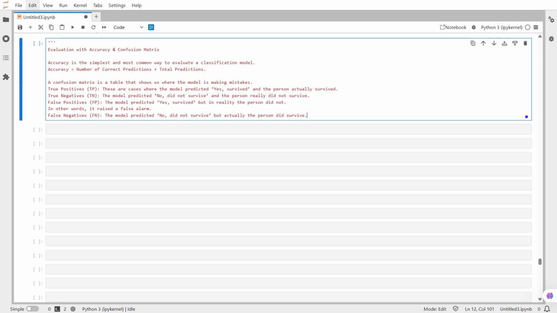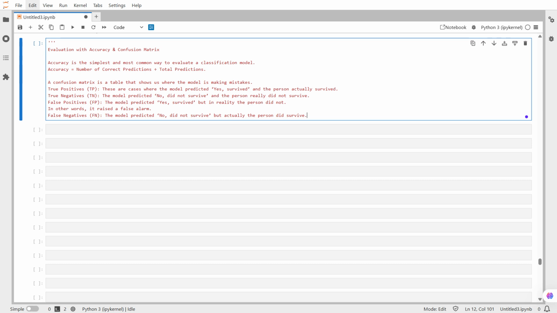So what's the difference between accuracy and confusion matrix? To summarize, accuracy is one number that tells us how often the model is right overall. Confusion matrix is a table that shows exactly where the model was right and wrong. Both are important, but the confusion matrix is especially powerful when we care about the type of error, not just the total number of errors.